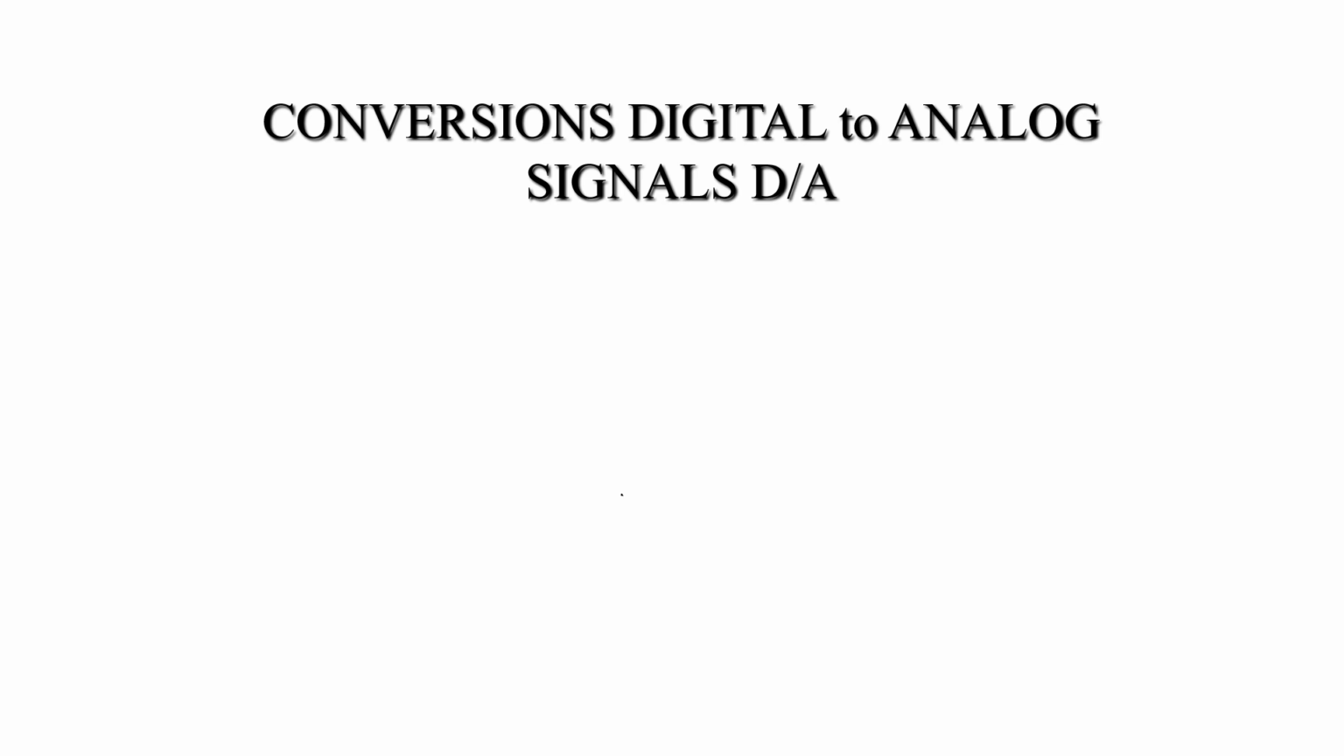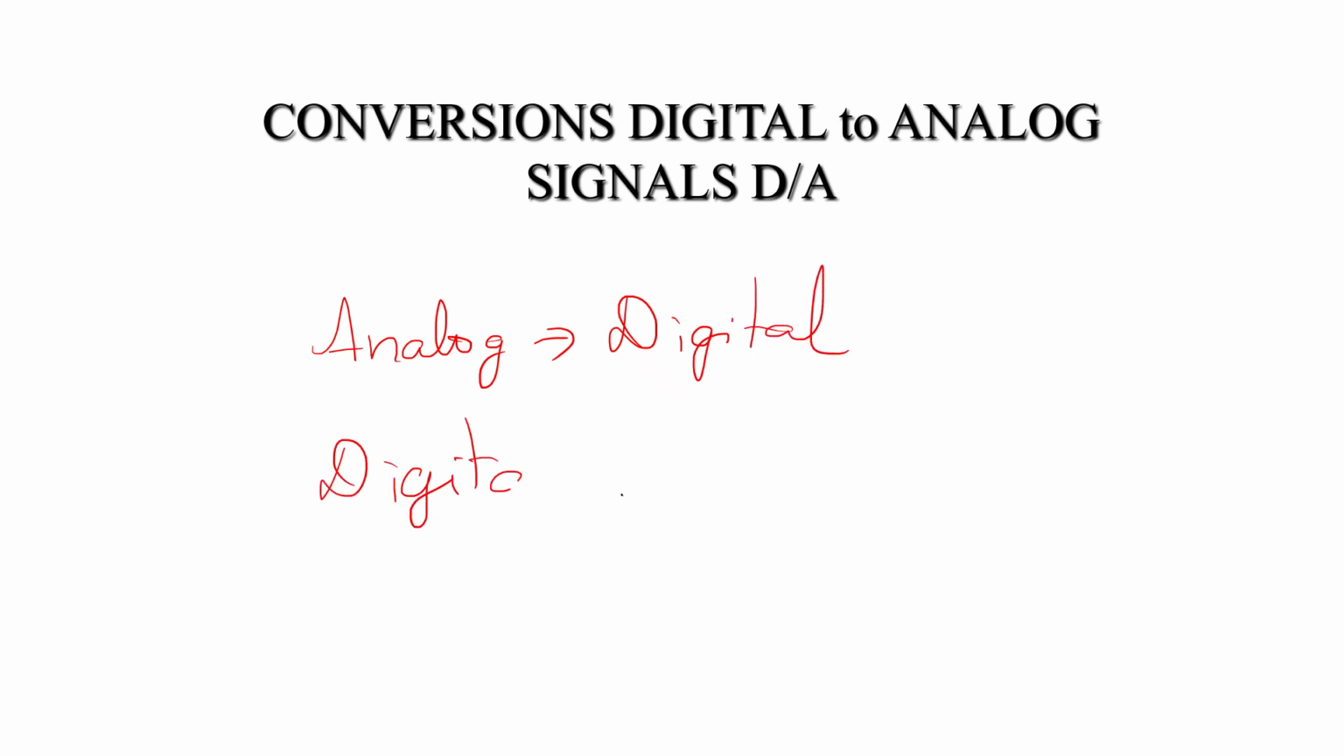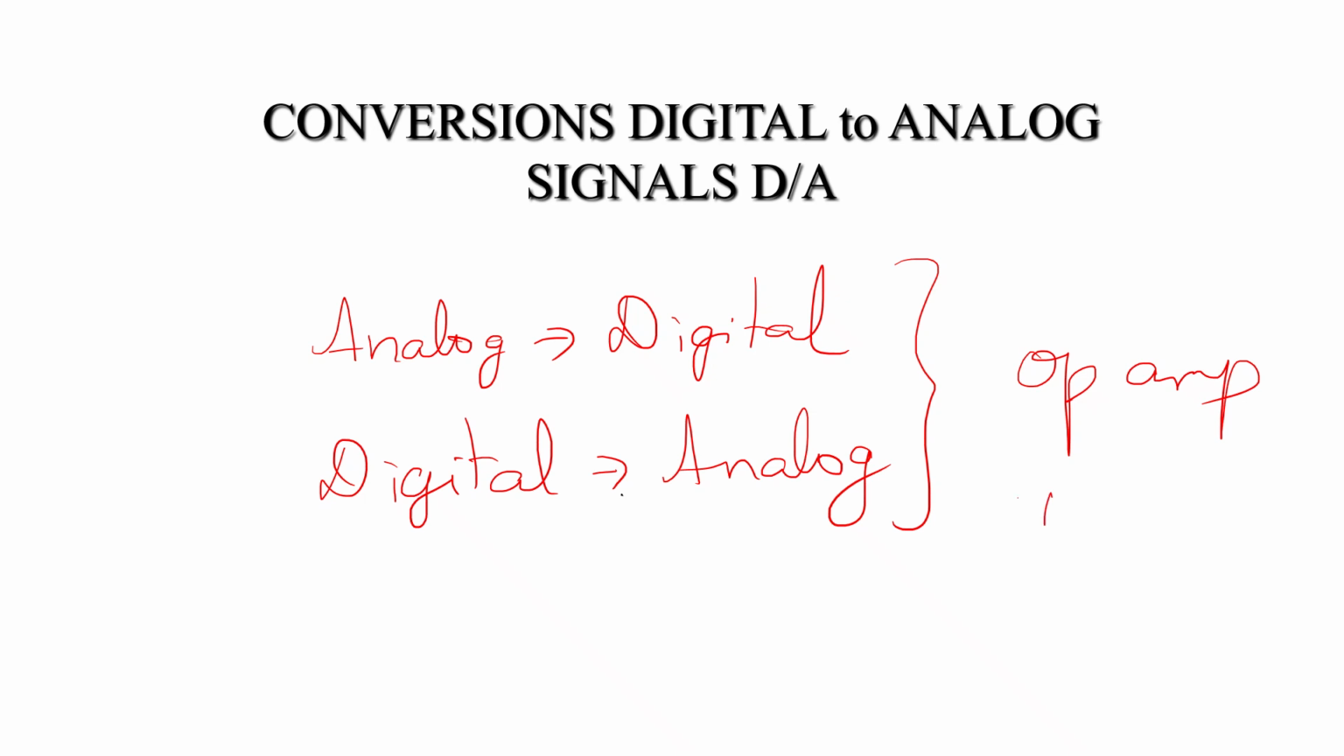In today's video, we are going to discuss the different types of digital to analog converters and analog to digital converters using op amps, analog to digital signal conversion, as well as digital to analog signal conversions using operational amplifiers, particularly the IC741 IC.